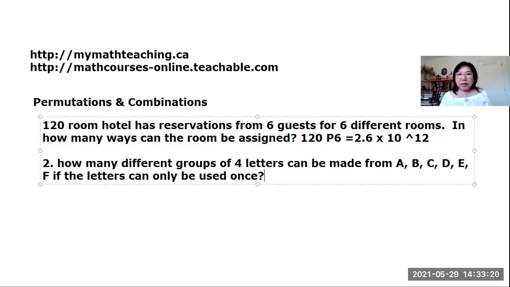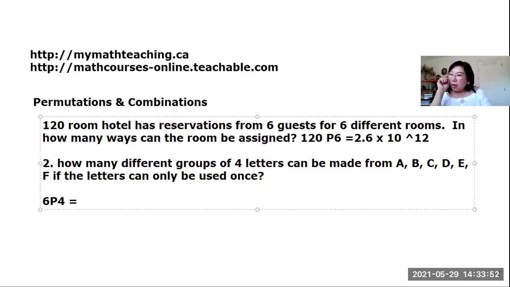But this question asks about groups of 4 letters. So the answer, when we're talking about different letter arrangements, is usually the permutation case, but it depends on the question. In this case, yes, of course, it's still permutation. So the answer would just be 6P4, because you want to form different groups of letters. Now, let me show you a sample of it. So the answer will be 360 choices.